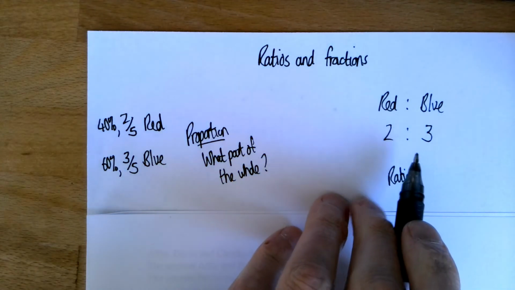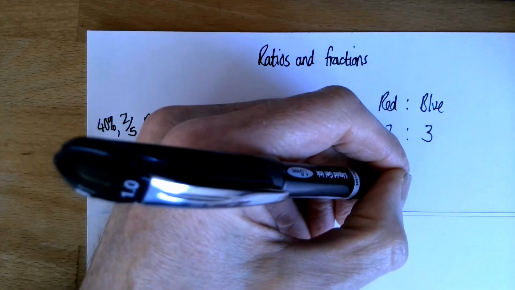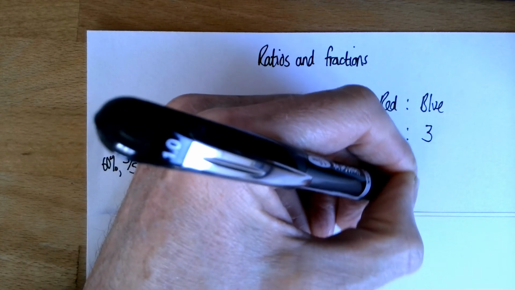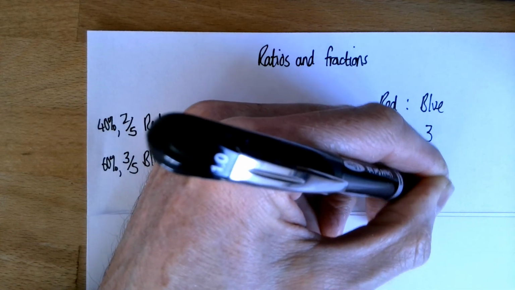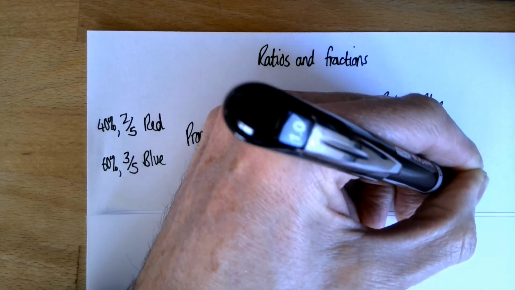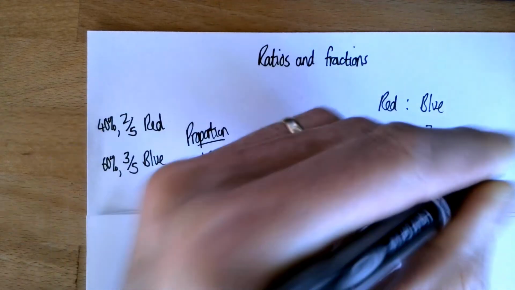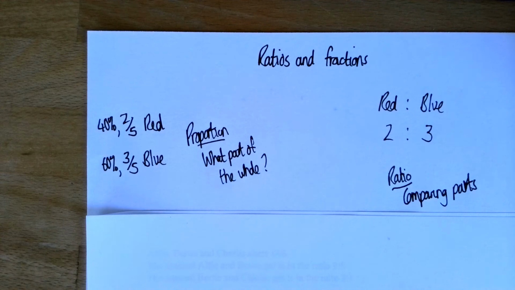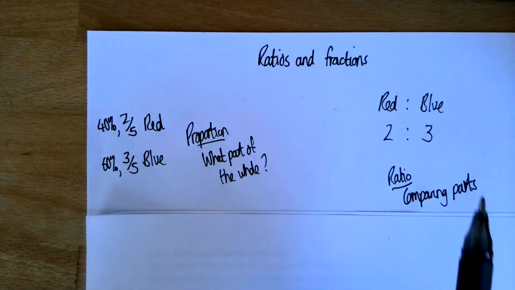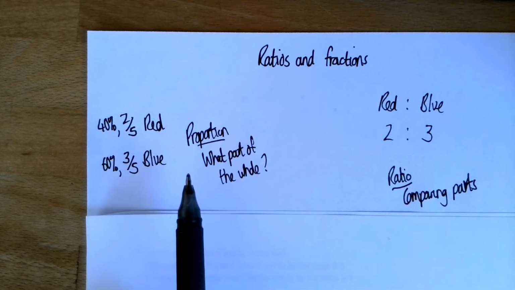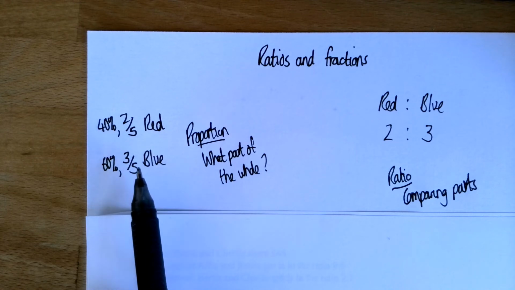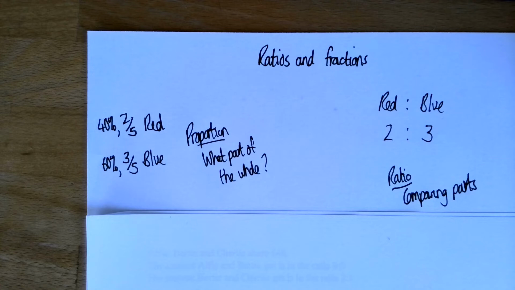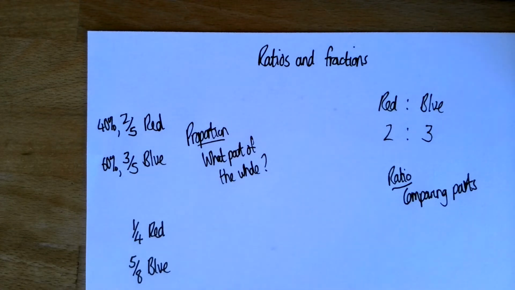What I've got here is a ratio that is comparing one part with another. So a ratio is about comparing parts. So it doesn't say what we've got in total, although we can work that out. What the ratio is doing is comparing the size of the two parts. And being able to flick between the two, between describing a mixture as a proportion, what part of the whole it is, and a ratio is really important. Let's just look at a couple of examples.